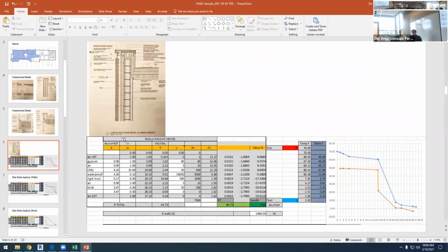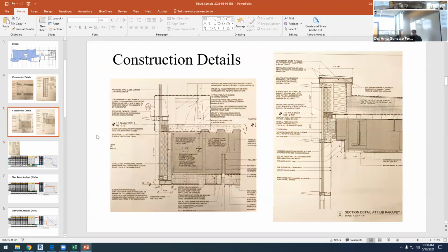And then this graphic with all the materials here. Okay, so we need to do this at least for the wall and for the roof. So here you have a detail of the roof. You can use this. What is this?